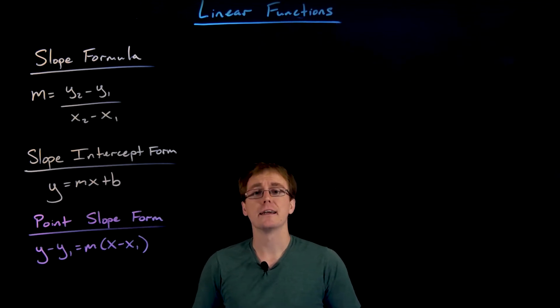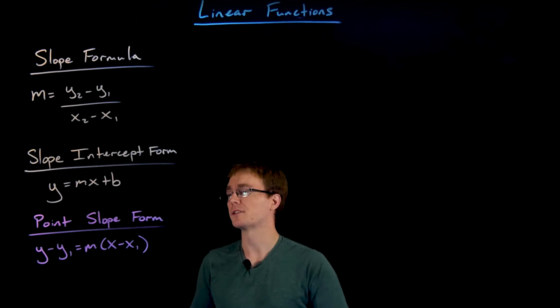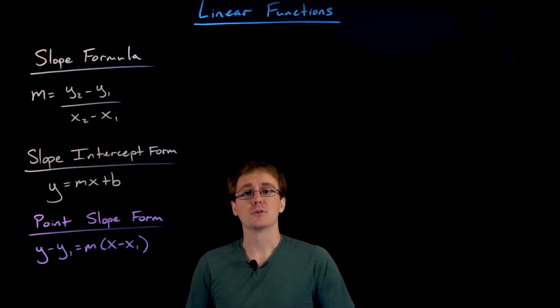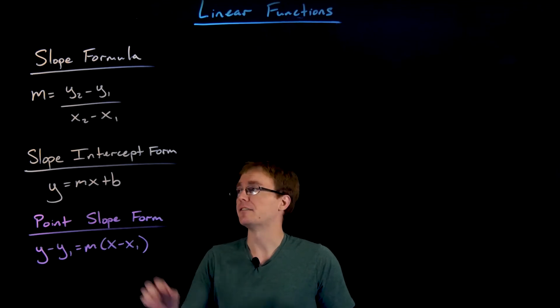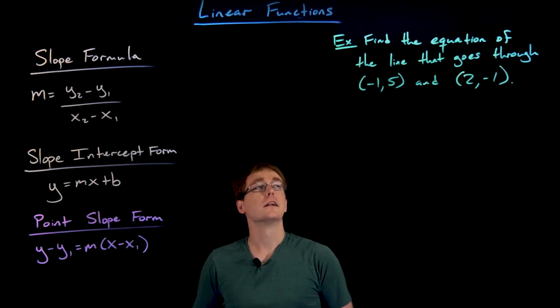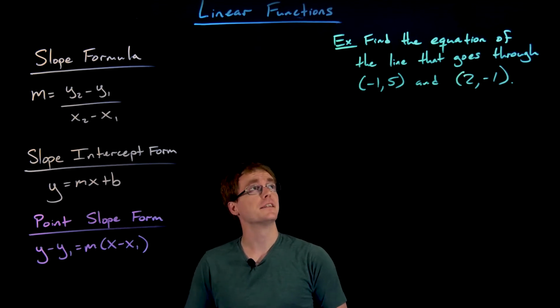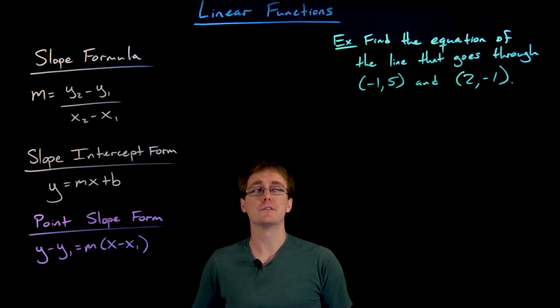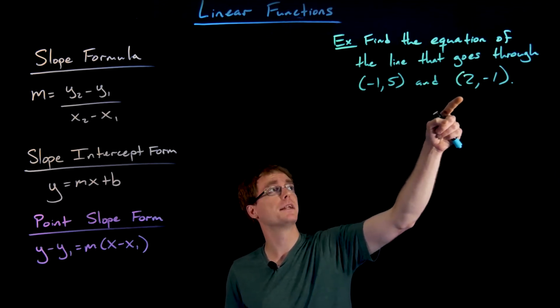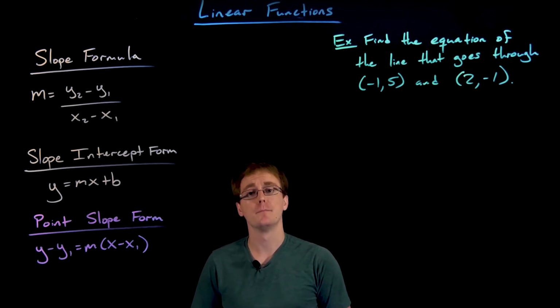All right, so now let's go ahead and look at an example of using point-slope form to help us find our equation of a line. And at the end of the example, we'll see that it's going to give us the same line even if we had tried to use slope-intercept form from the start. All right, so in our example, we are asked to find the equation of the line that goes through the two given points. The first point is -1, 5, and the second point is 2, -1.